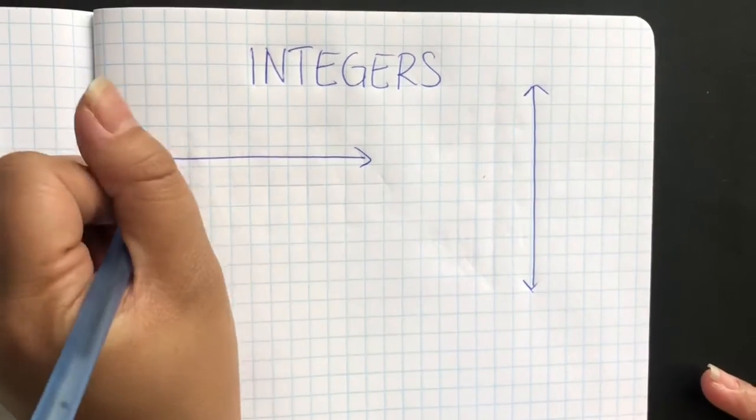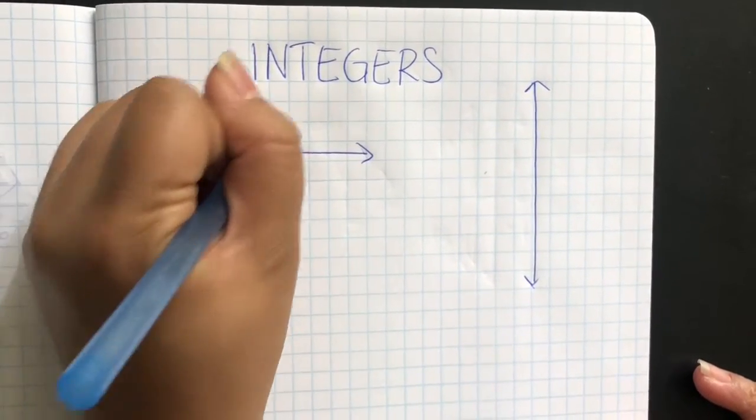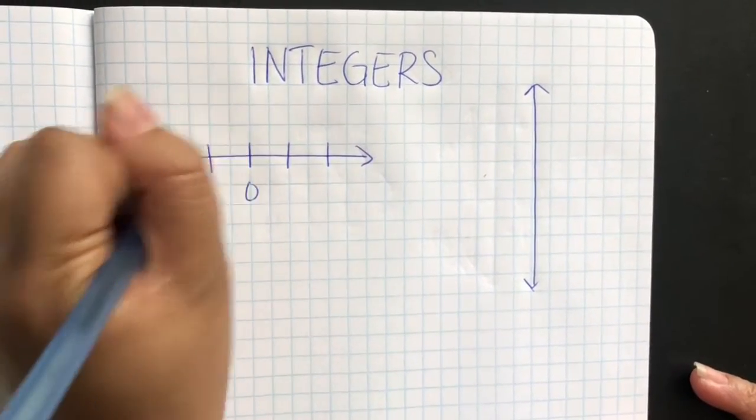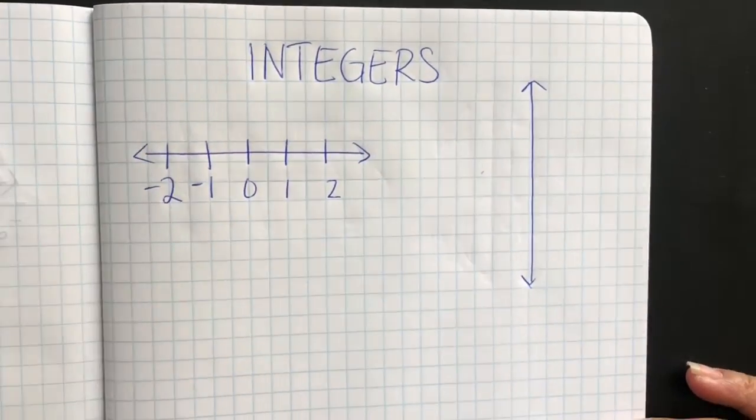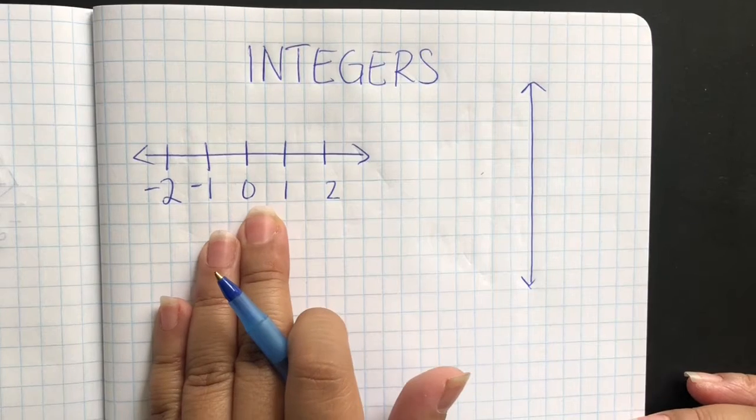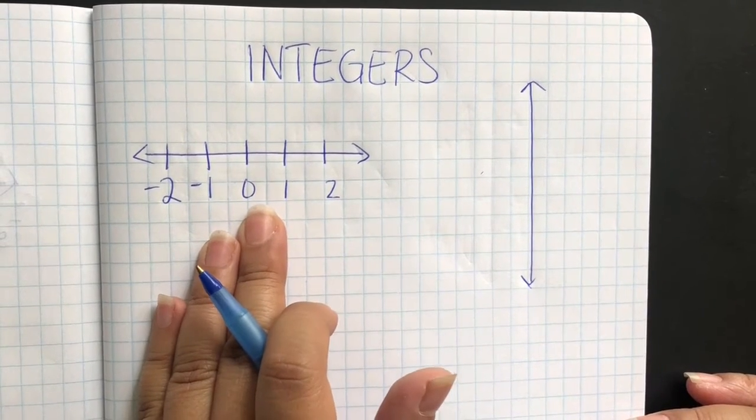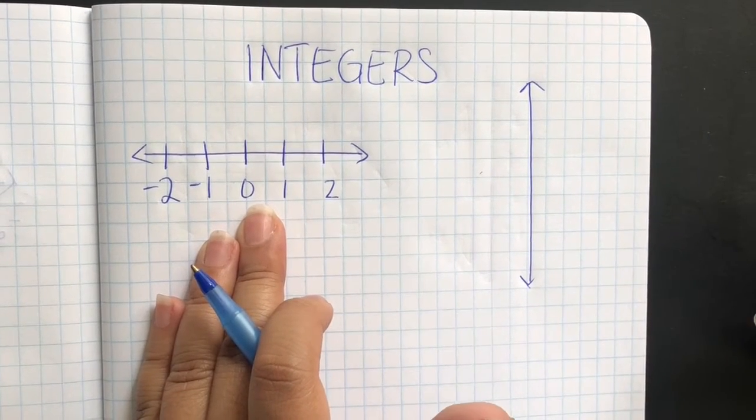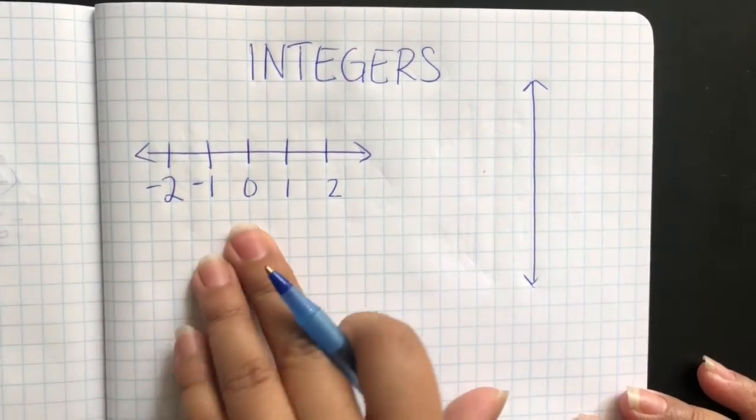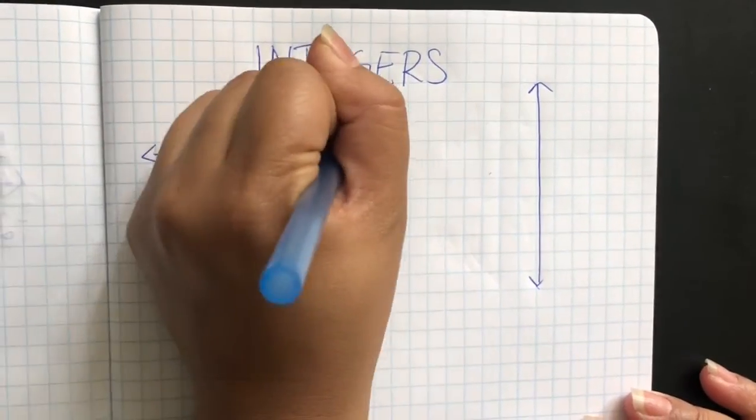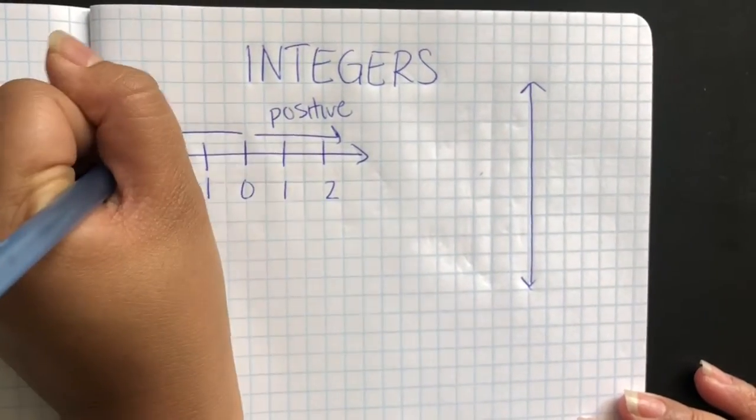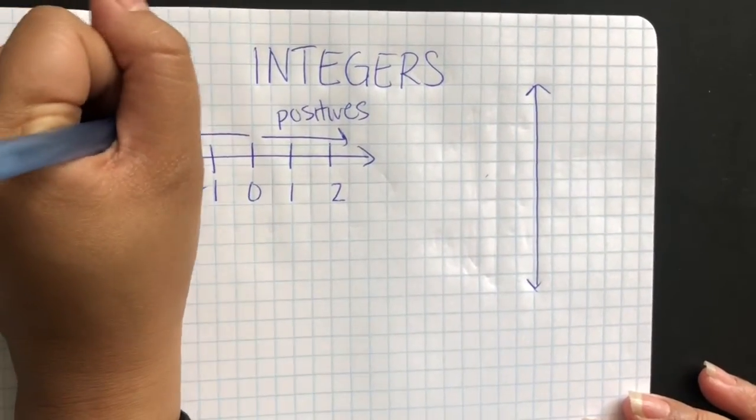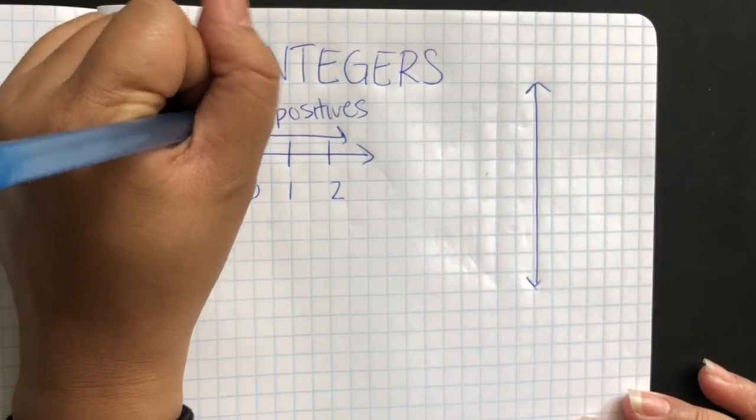So we have our horizontal number line. Notice that 0 is in the middle. Of course, in a number line, nothing always starts at 0, but on the number line, 0 is in the middle. To the right of 0 are positives, and then to the left are negative numbers. And think of it as this.